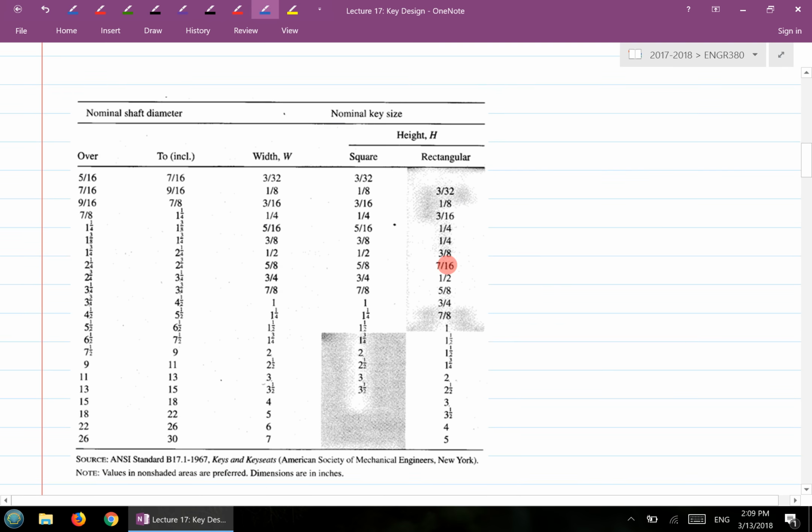Okay, so this is in the lecture notes. This one here has a little bit more information. This table is in the lecture notes, very similar to table 7-6, except there is a recommendation underneath the table here. What it's saying is values in the non-shaded area are preferred. So the values in the non-shaded area are preferred.